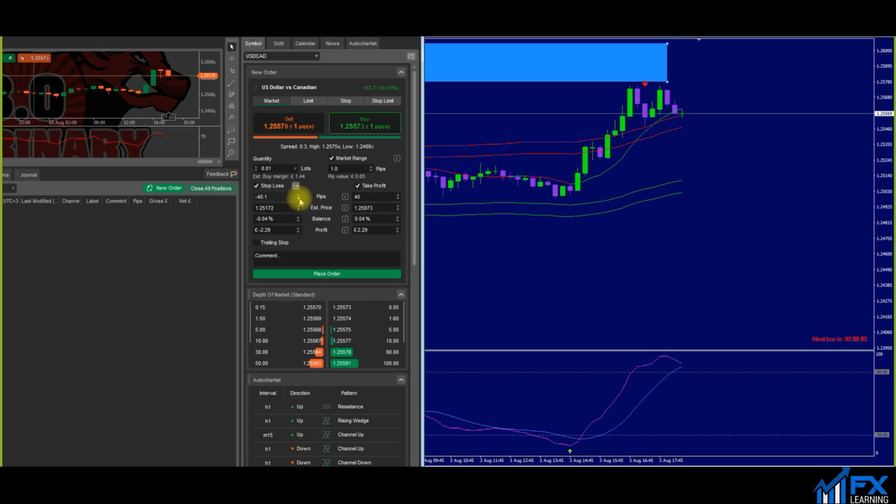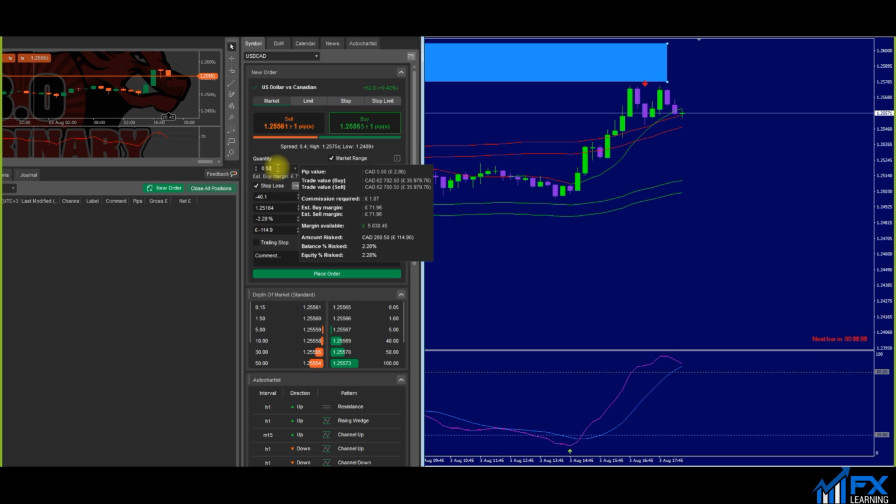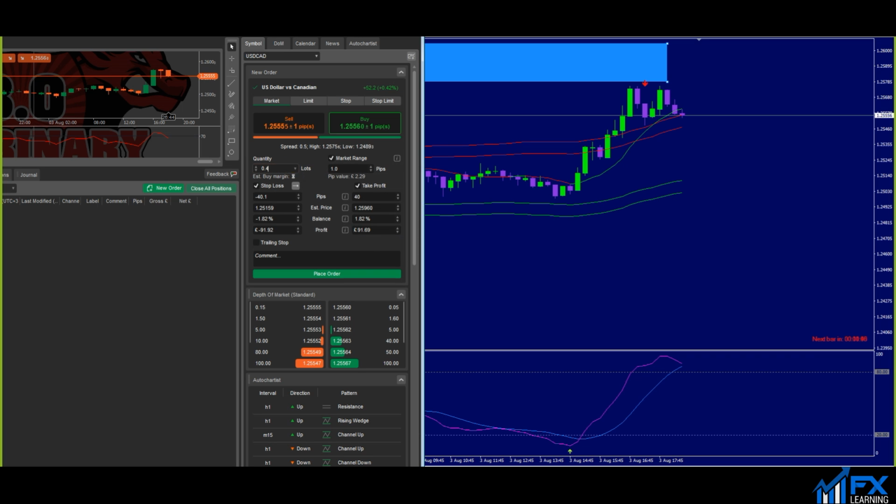There we go. And my lot size, I want to try and get it to 1% of my account. So it's going to be around 0.5 lots, 0.4. Okay, so there we go. I'm using a lot size of 0.5. I'm going to take a 40 pip stop loss, 40 pip take profit. We're going to take a sell, and there you go.